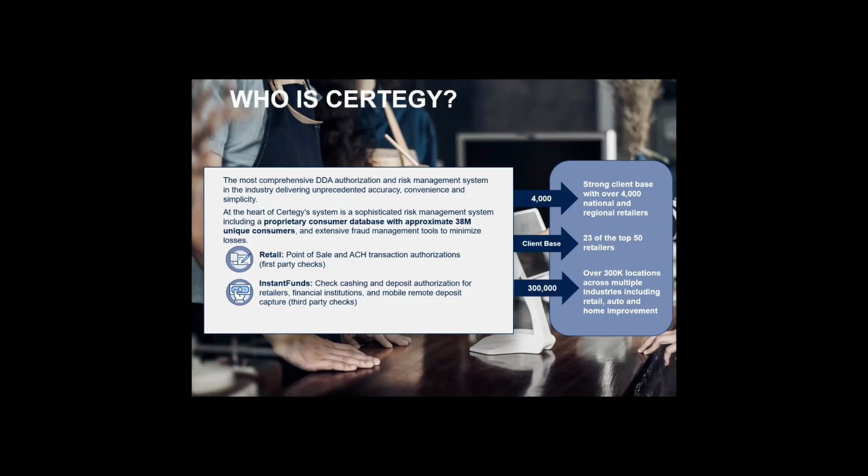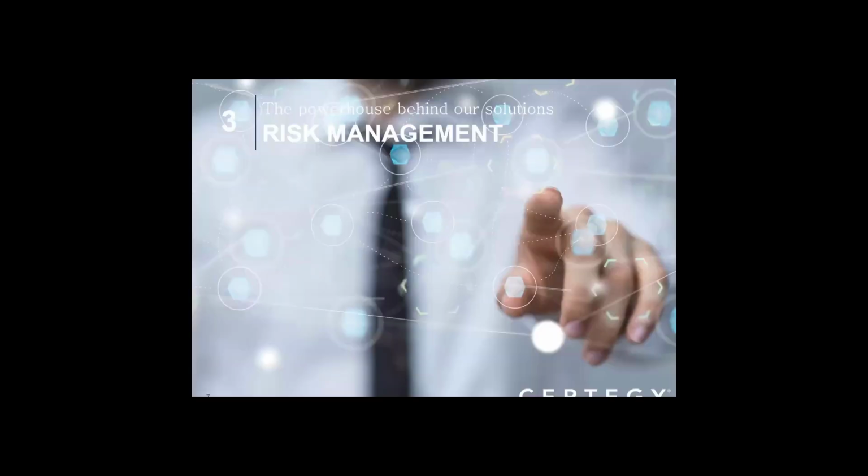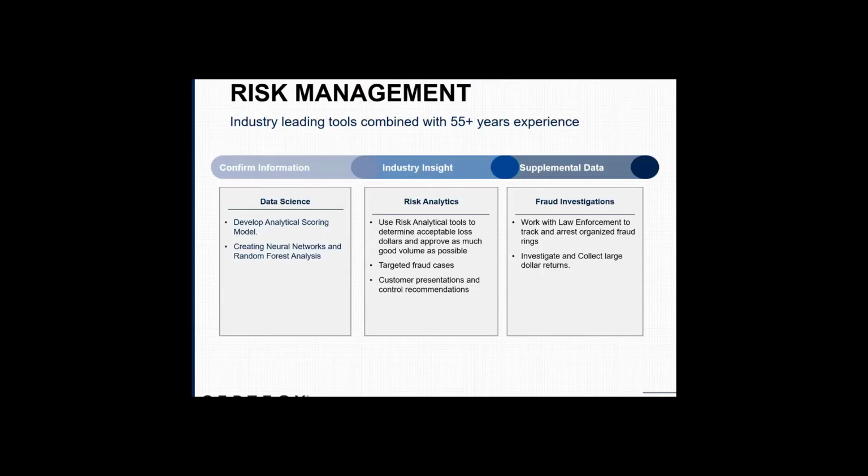We have over 4,000 merchants, 23 of the top 25 retailers, over 300,000 locations. That includes instant funds, which is where you can take your paycheck for the underbanked, who can go to a retail location and cash their paycheck, or government check. The heart of the operation, though, is the risk management team. And that is made up of our data science team, our risk analytics, and our fraud investigations.